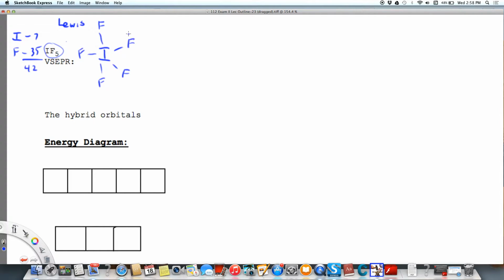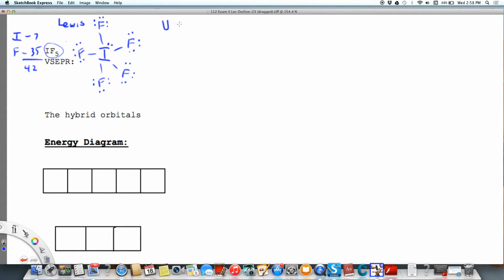And so putting our pairs, the fluorines will have 8 electrons. There's 5 of them, so that's 40 electrons. We need 2 more, so those are going to go on the central atom. We'll put them there. So there's our Lewis structure. Of course, that doesn't show us the shape.